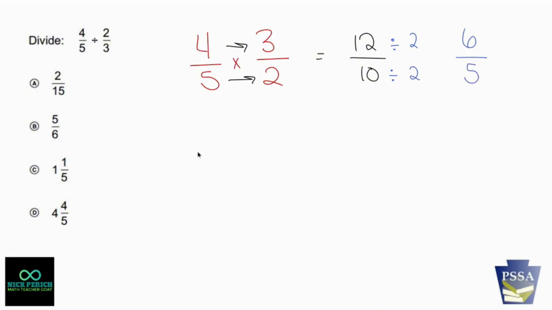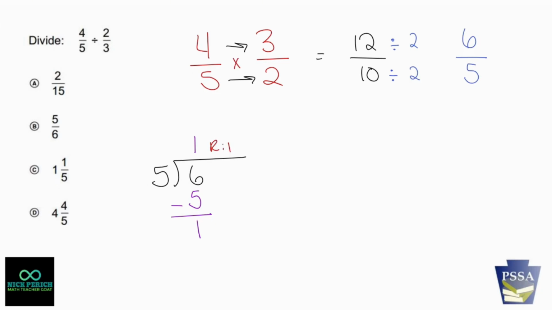Now, this is an improper fraction, which means I can turn it into a mixed number. So the way you turn an improper fraction into a mixed number is you come over here and do some division and find out how many times 5 goes into 6. Well, 5 goes into 6 one time. Multiply 1 to 5 to get 5. Subtract 6 minus 5, you get 1. And so this gives us a remainder of 1.